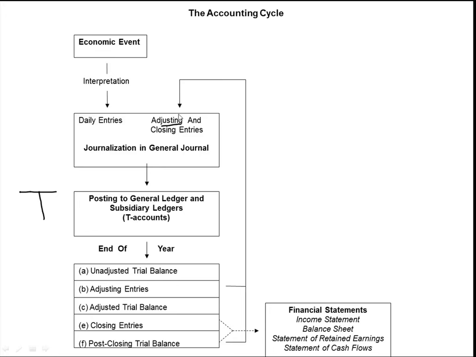So at the end of the period, we will also book entries for these adjustments that we need to make and post them to the T accounts. Once that has been done, then all there really is left to do is to close the books. And between the closing process and what's left in the accounts after we've closed the books, that will give us what we need for our financial statements, our income statement, our balance sheet, our statement of retained earnings or statement of stockholders' equity, and our statement of cash flows.